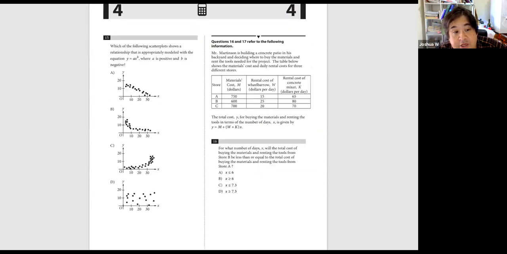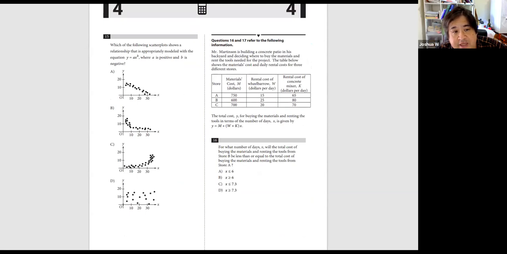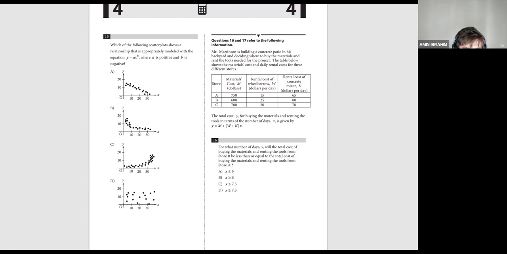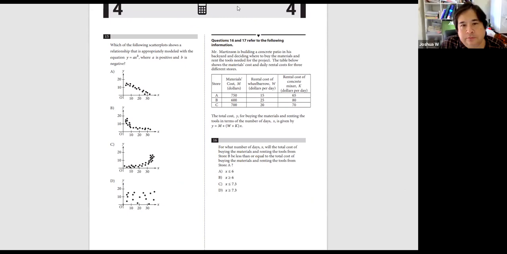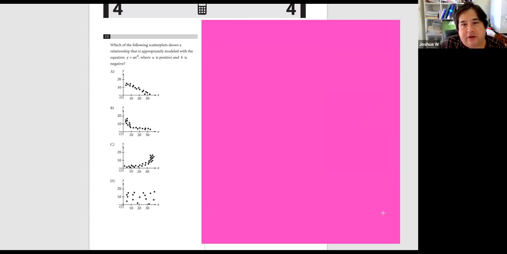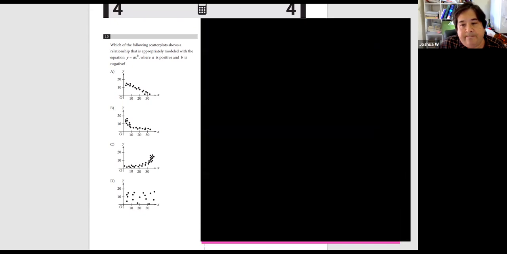Very good. Amin, can you also read question number 15, scatter plots of real world data? Which of the following scatter plots shows a relationship that is appropriately modeled with the equation y equals a x to the b squared, where a is positive and b is negative? All right, so let's put down that there's an exponential model right there.